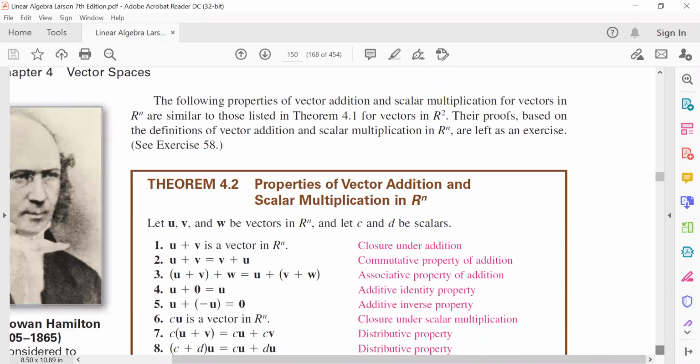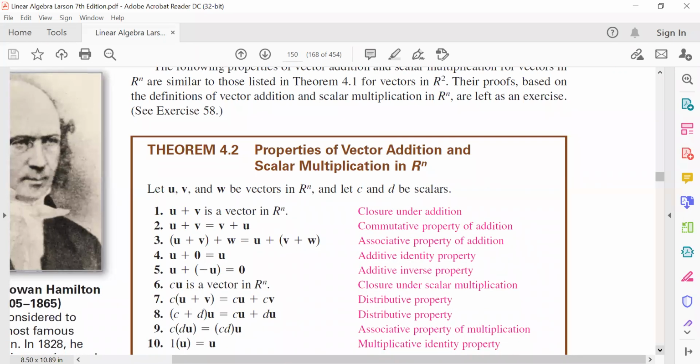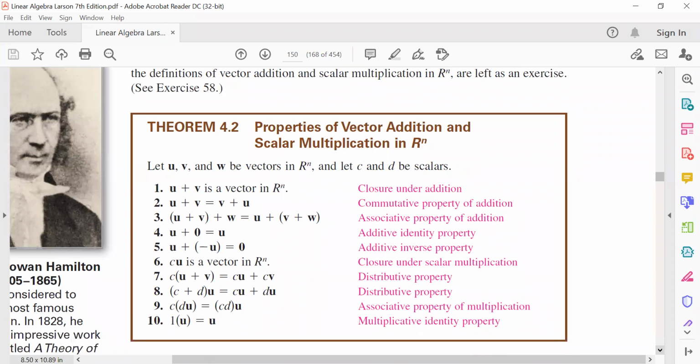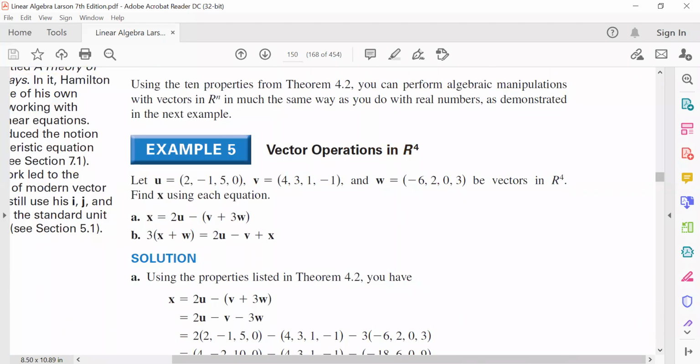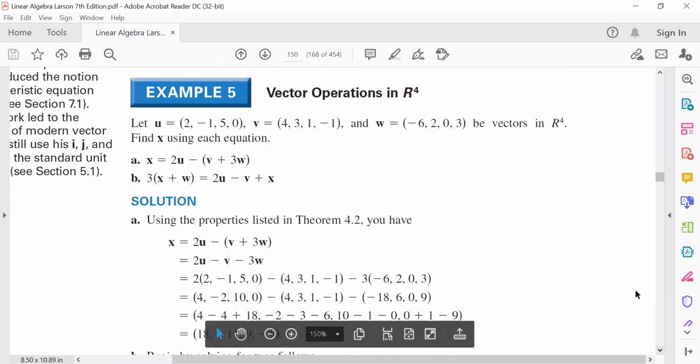And now we have the properties. What I'm showing you right now on the screen is exactly the same as what I showed you a few minutes ago, only there we were saying it just for the plane. Now we're saying it for all Rn. As you can see, it is the same thing because you add vectors the same way. What's the difference if you have two components or 27 components? It's the same process. And just like matrices, when you add matrices of any size, it works out the same.